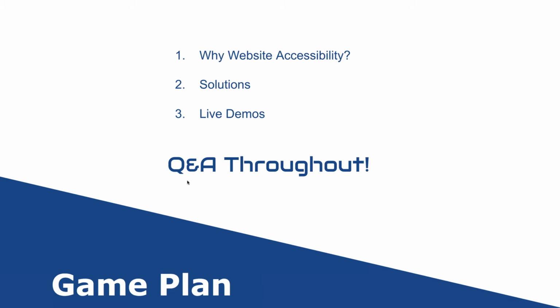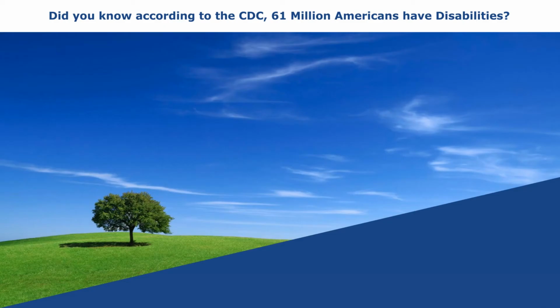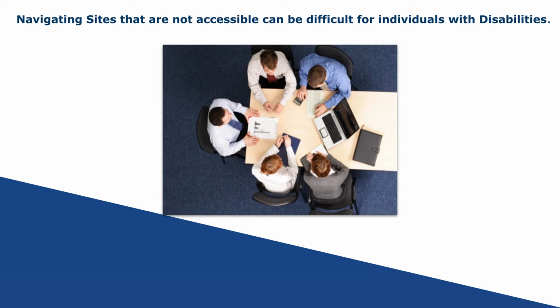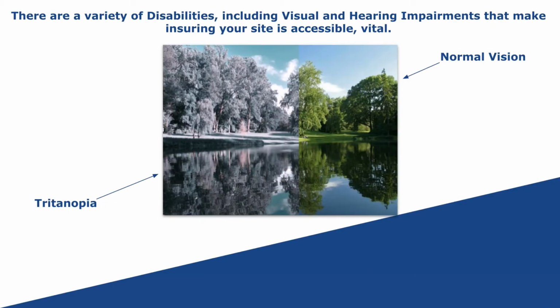All right, everyone. Now that we've had a chance to see our game plan, let's get started. So did you know, according to the CDC, 61 million Americans have a disability? And what happens is when these individuals, regardless of the type of disability they have, navigate sites that are not accessible, it can be very difficult. It's important to note that there are a variety of disabilities, including visual and hearing impairments, and it makes ensuring that your site is accessible vital.